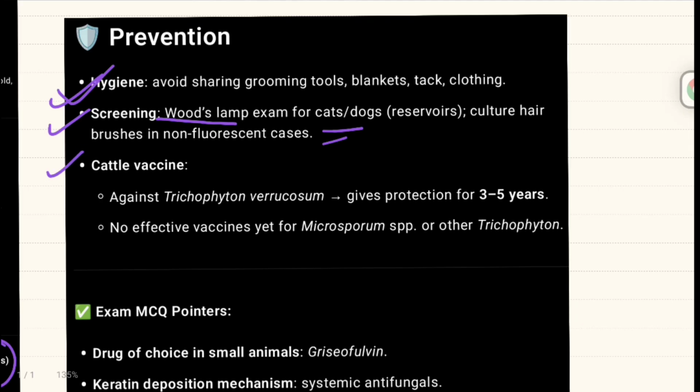And when it comes to vaccines, especially for cattle, a vaccine has been developed against Trichophyton verrucosum which gives protection for 3 to 5 years, but there are no effective vaccines yet available for Microsporum species or any other Trichophyton apart from Trichophyton verrucosum.